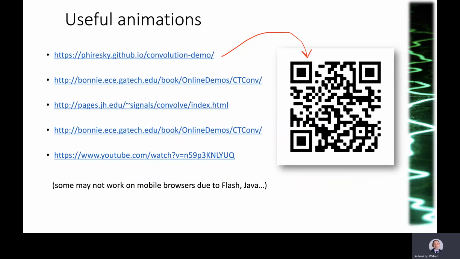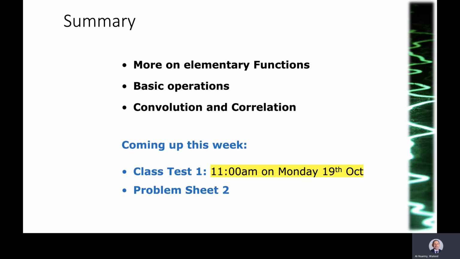Okay, so that's today's lecture. We looked at elementary functions in a little bit more detail. We looked at basic operations like multiplication and scaling and reflection. And we looked at convolution and correlation, autocorrelation and cross-correlation. And we tried one example. There are plenty more examples, all in the problem sheet.